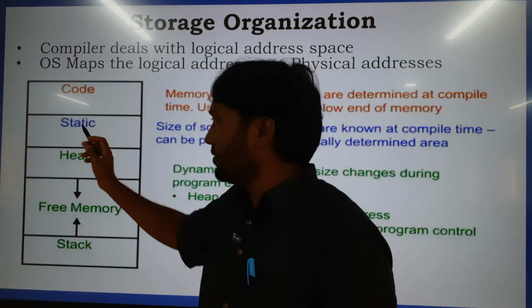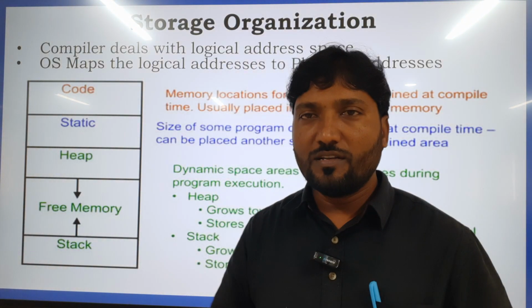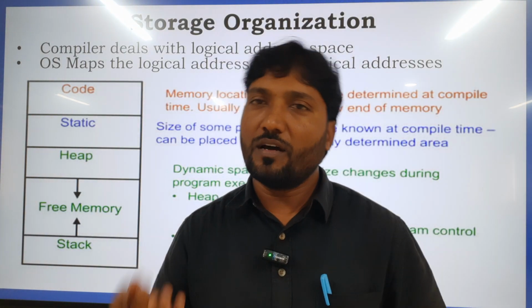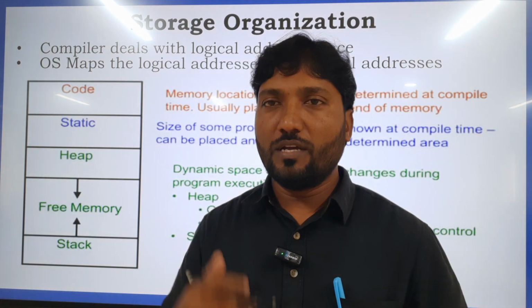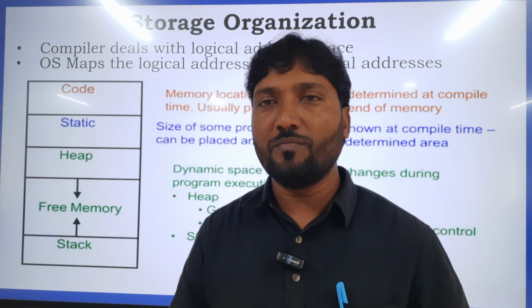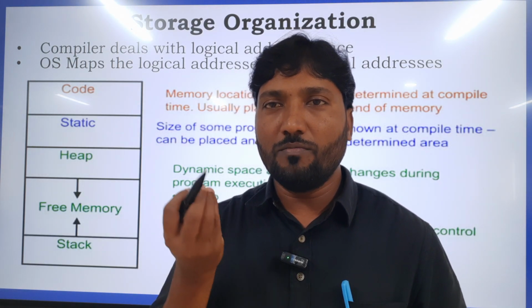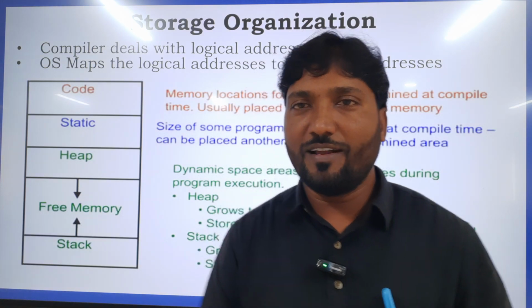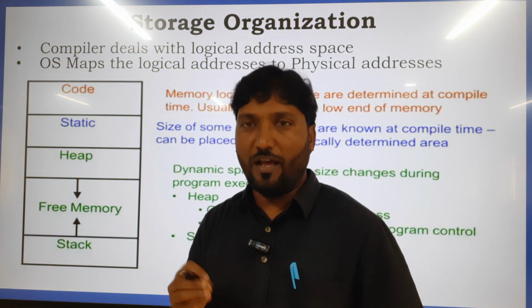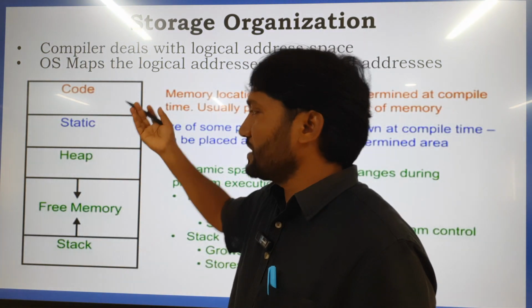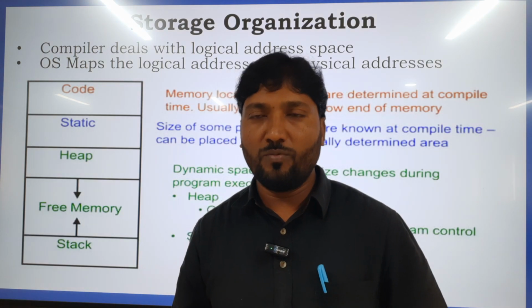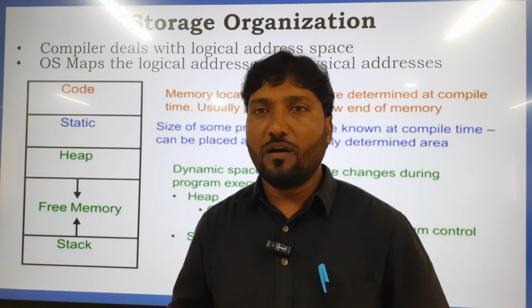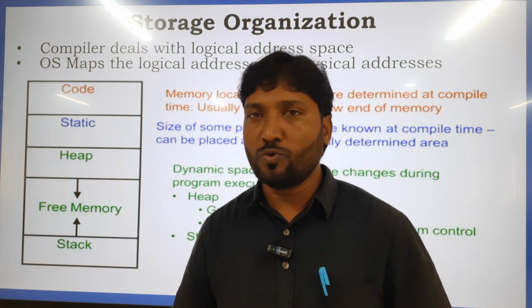The next one is static memory allocation. Static memory allocation is done at the time of compilation. To verify the errors in the given program, the compiler uses some memory. That memory is called static memory allocation, where we may also assign global variables to access the particular parameters in the given source program.